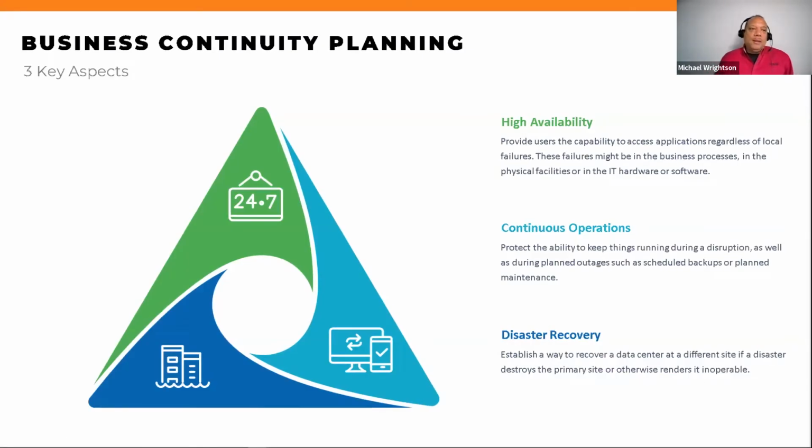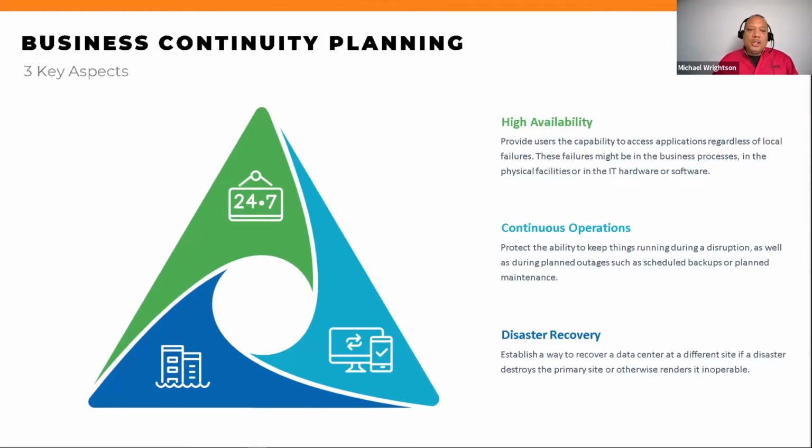All right, so then, when you look at business continuity planning as a whole, there are three aspects that you really need to take into consideration. First is what we call high availability. It is the ability to ensure that if something happens within the application, hardware, or the server itself, it can be restored very, very quickly. These failures might be in business processes and physical facilities, or even in IT hardware or software. But high availability ensures that when something goes down, it can be restored very quickly, locally.